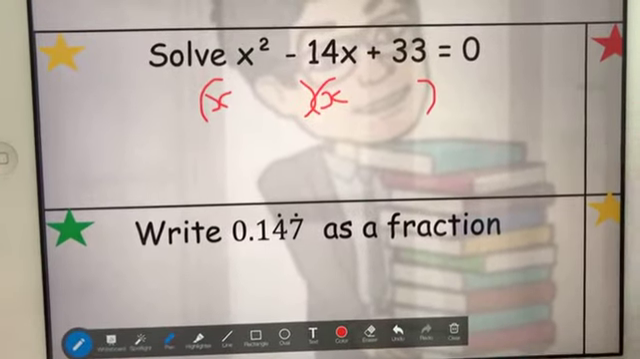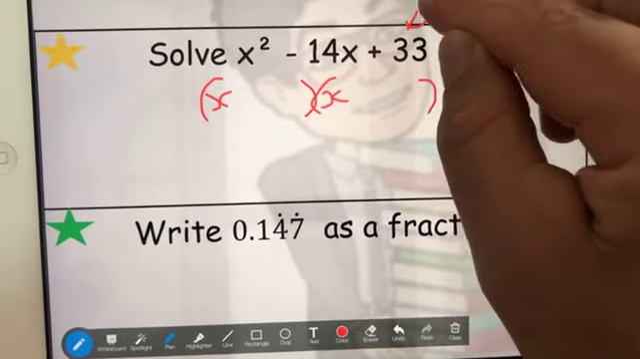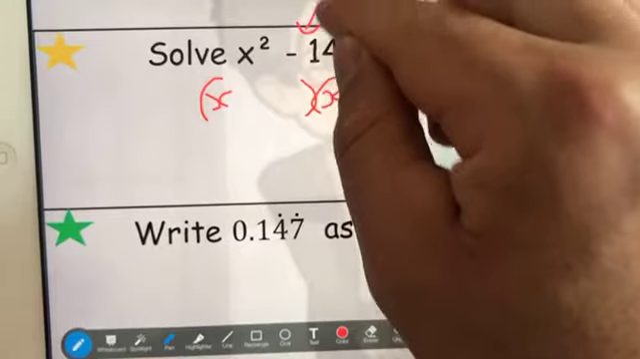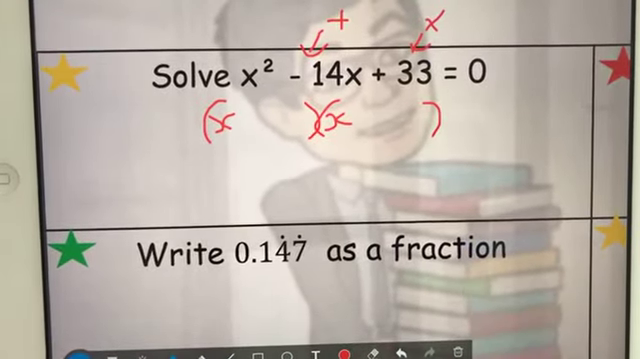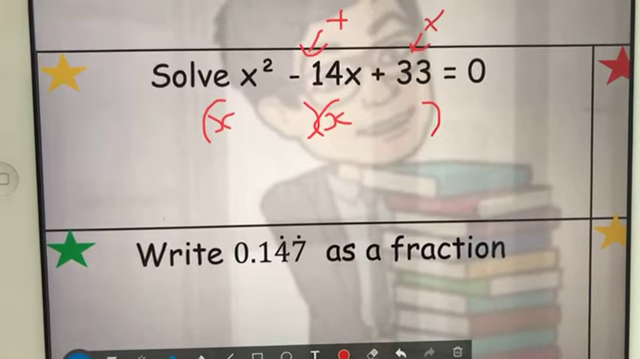Now we need to find 2 numbers. They've got to multiply to make 33 and add to make minus 14, and they're going to go into 2 brackets here. So they can either combine to make 14 or have a gap of 14.